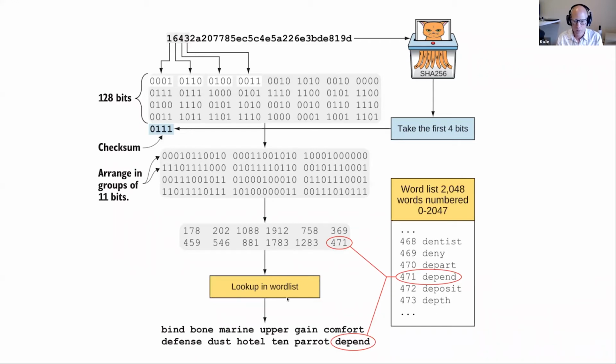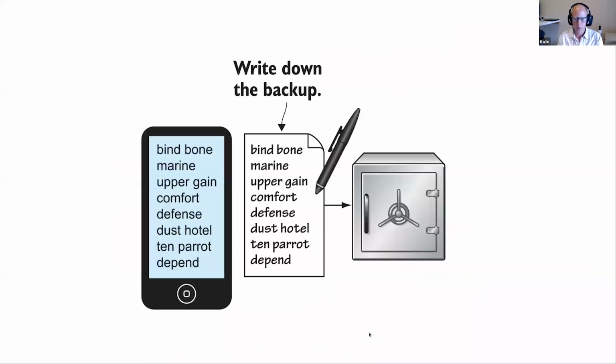So the next step is looking up those words in the word list. 471 is looked up to be "depend", like this. You look up all those numbers, and then you will have this mnemonic phrase down here, which you then write on a piece of paper and store away in a safe place. This is just an illustration of that. You write the words on a piece of paper and store it in a safe.